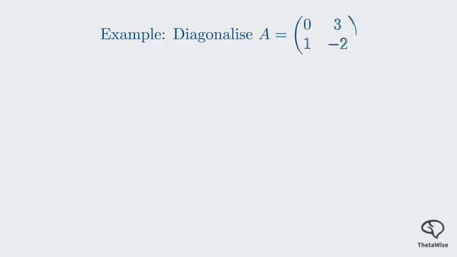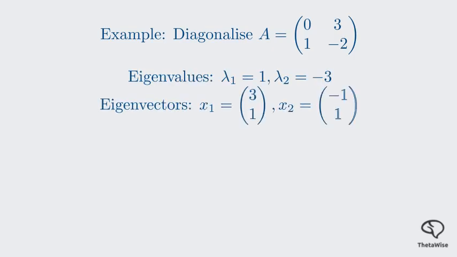Consider the matrix A equals [0, 3; 1, -2]. We already found its eigenvalues to be lambda 1 equals 1 and lambda 2 equals negative 3, with corresponding eigenvectors x1 equals (3, 1) and x2 equals (-1, 1). Now we construct our diagonalizing matrix P. We place x1 in the first column and x2 in the second column to form P.